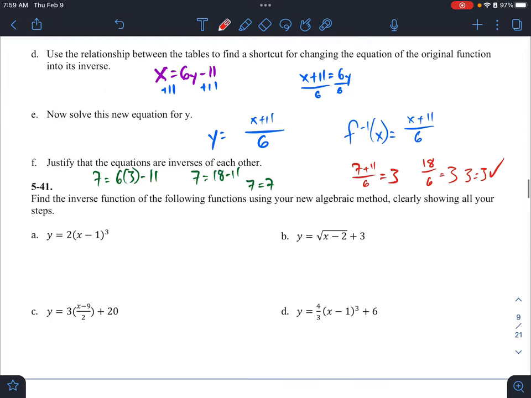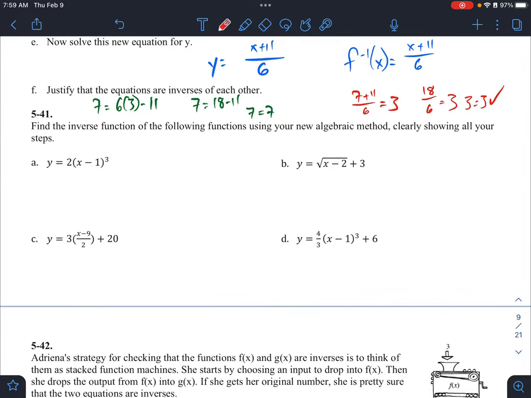So you're going to do this then to find the inverses of each of these. So again, pause it. Some of these get significantly harder, but we know how to undo all of these. So I'll give you a second and pause the video, see if you can work through these 4.